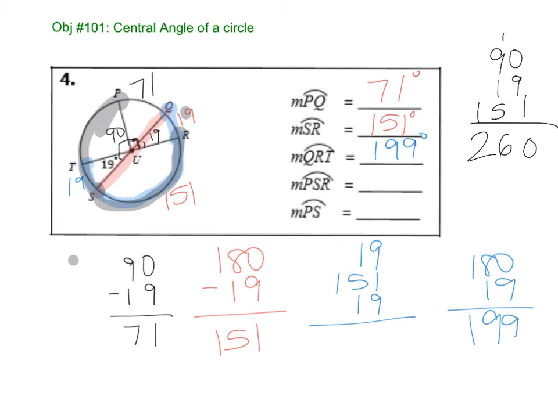260. Or you could have noticed that that 90-degree angle was left over. And then finally PS. So PS is that 90 plus the 19, which is 109. And we are done.